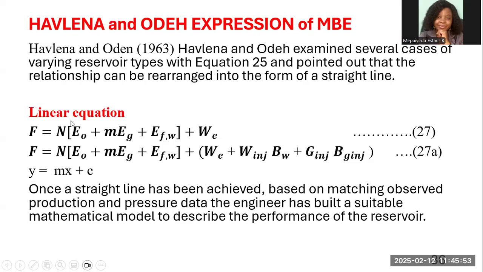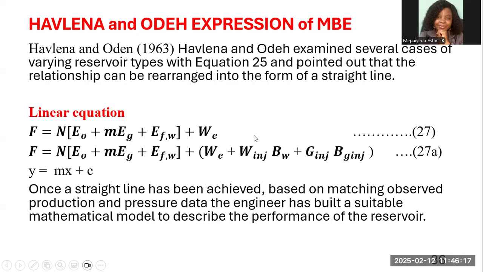This is the oil and gas solution gas expansion. This is the gas cap expansion. This is the rock and connate water compressibility. And this is the water influx. So quite simple. So you have the N Eo, N m Eg, and N Efw, and then the water influx.